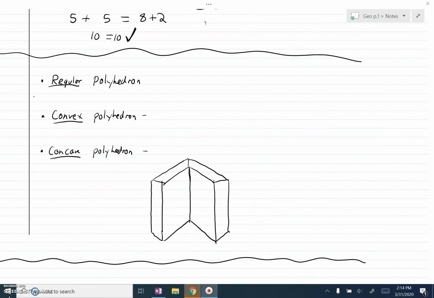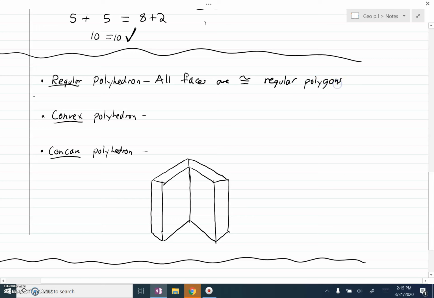So after Euler's theorem, we're going to look at 3 different types of polyhedrons. There's a regular polyhedron, a convex polyhedron, and a concave polyhedron. You should recognize these names: regular, convex, and concave. A regular polyhedron is like a regular polygon where all the sides are the same, except we're looking at a 3D shape, which means all of the faces are the same. If all the faces are the same, that means all the faces are congruent, regular polygons, which means all angles and all sides are the same.